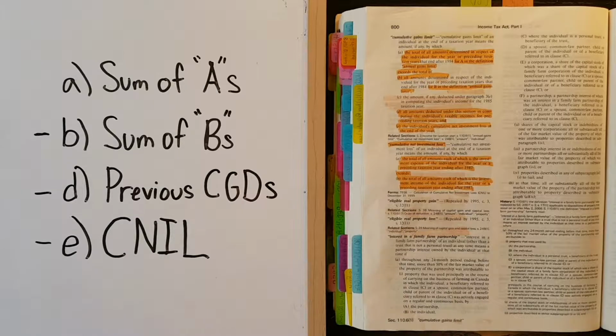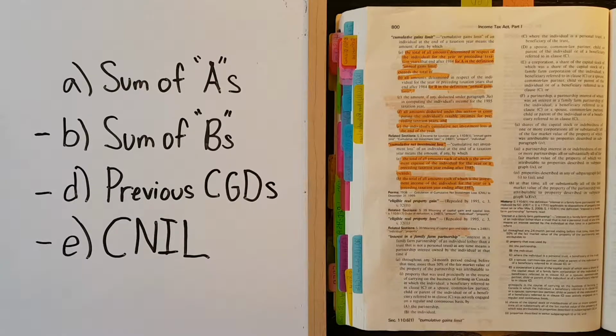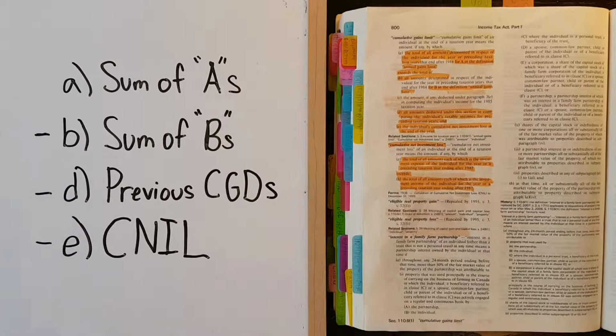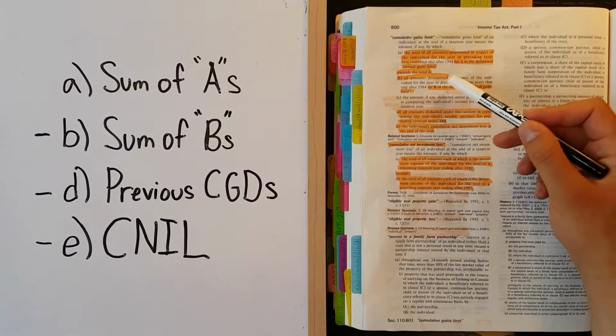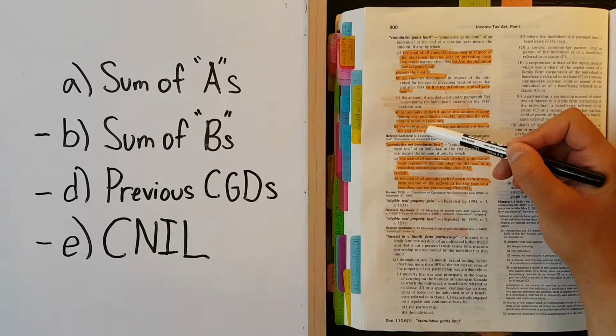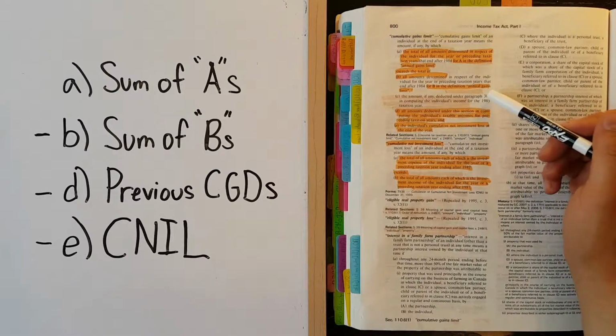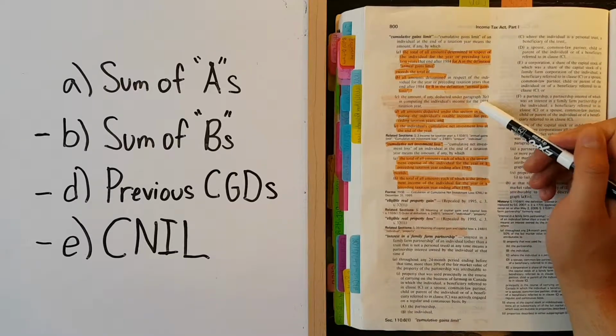Our next step is to calculate the cumulative gains limit. We need to do that for the current year, which is the year in which we're trying to calculate the capital gains deduction. You can find this again in 110.6(1). So the basic outline of the calculation here is A minus B minus D minus E. We can ignore C because it doesn't really come up. It only relates to 1985.